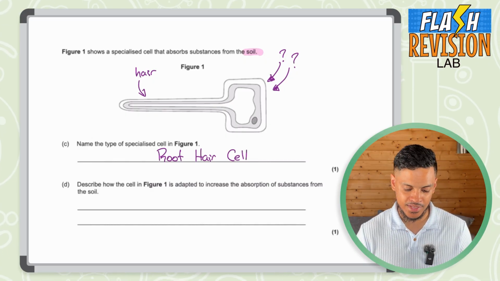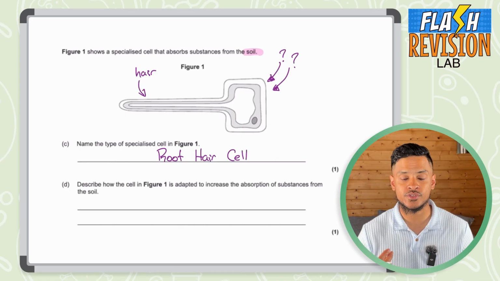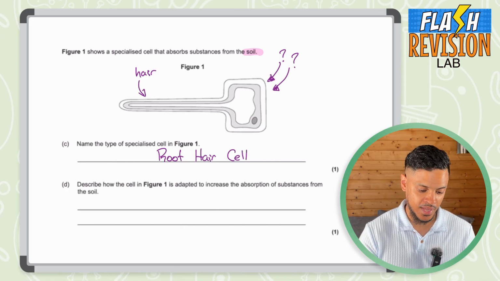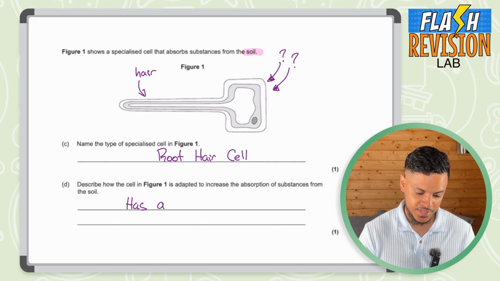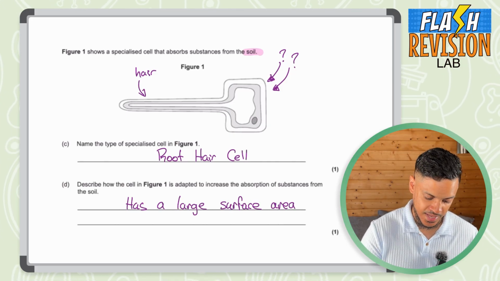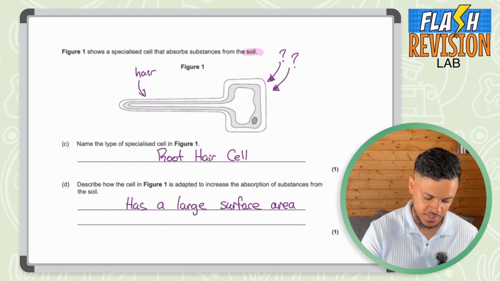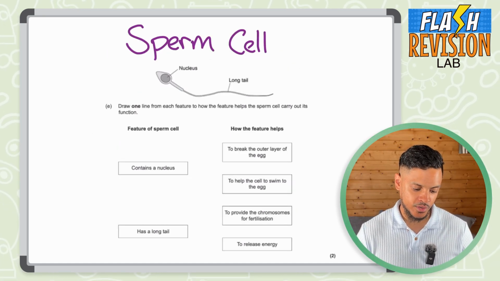Describe how the root hair cell is adapted to increase the absorption of substances from the soil. Well, it's got this long hair which increases its surface area. So that means it can absorb substances faster. So we can say it has a large surface area.